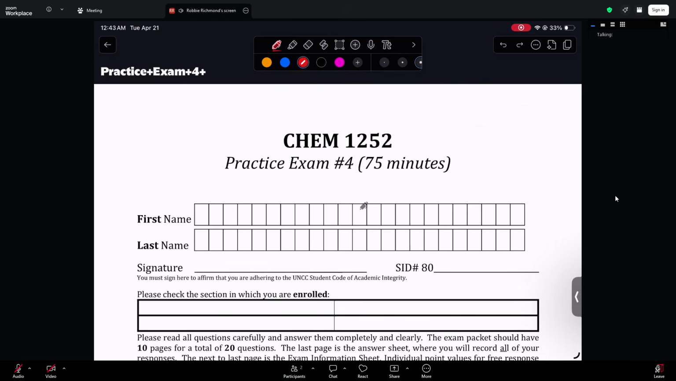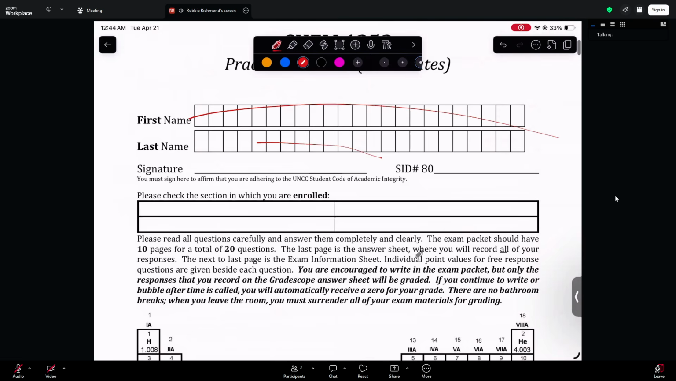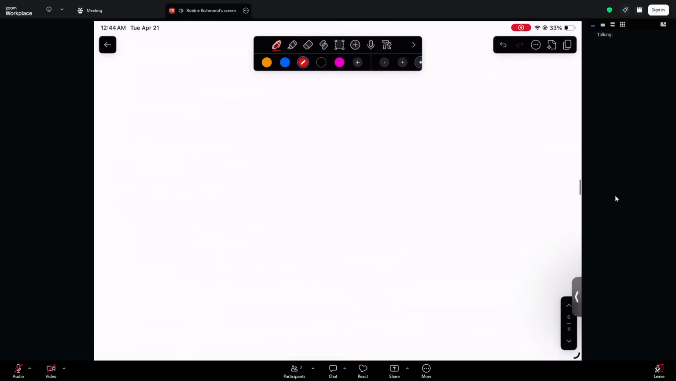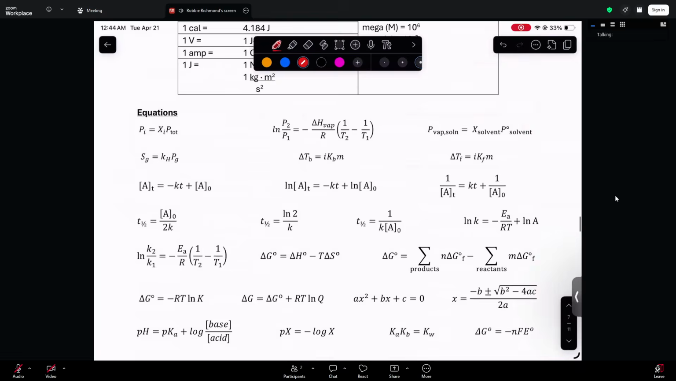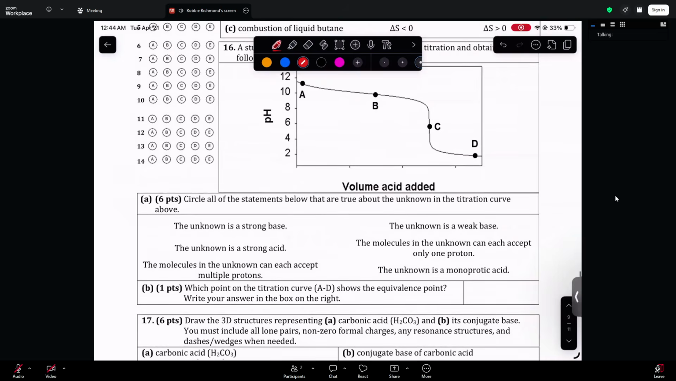So, again, at this point of the semester and at this point at Charlotte, you've probably taken Gen Chem 1 here. If not, you've already taken three exams here. It's the very same format. Just put your first name, last name, sign your name, remember your student ID number, and check which section you're enrolled. You'll be given a periodic table, the exam information sheet, and an answer sheet. The only portion of the exam that's graded is the answer sheet and the free response questions.